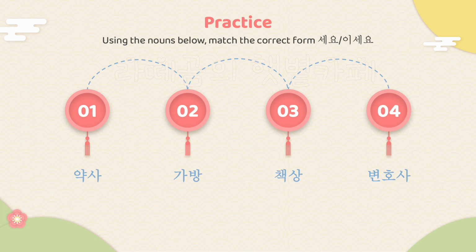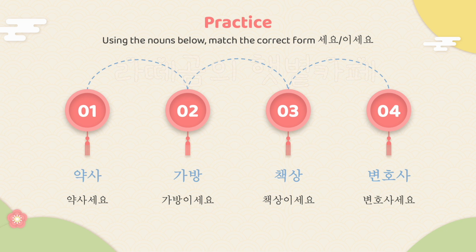Alright, number 1, 약사 becomes 약사세요. Number 2, 가방 becomes 가방이세요. Number 3, 책상 becomes 책상이세요. And our last one, 변호사 becomes 변호사세요.